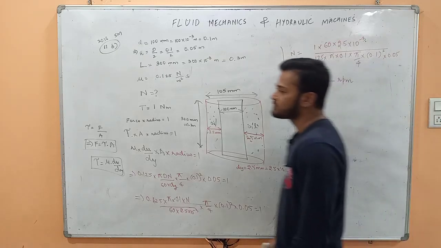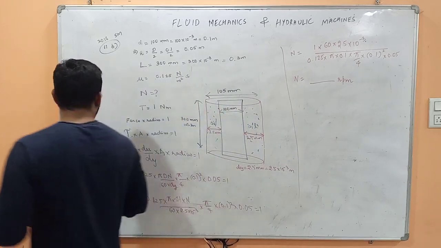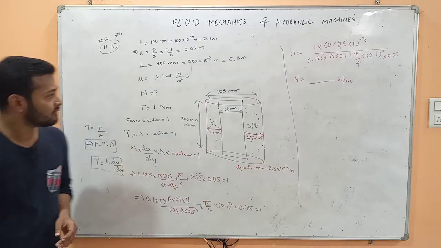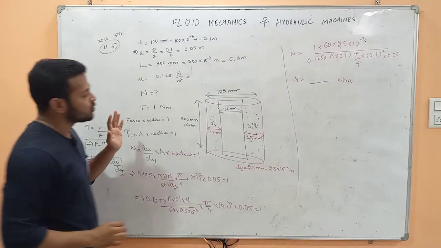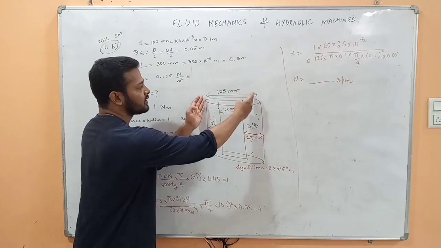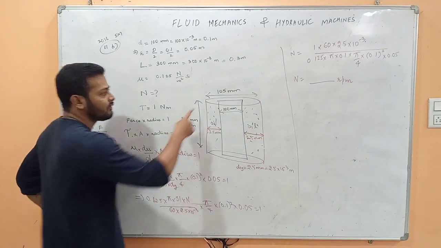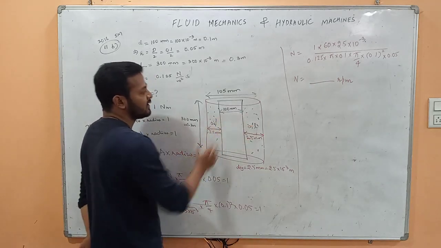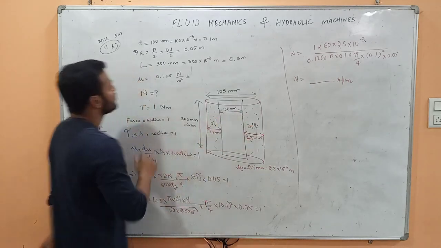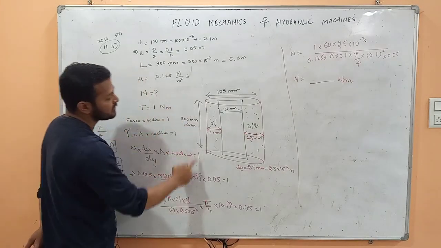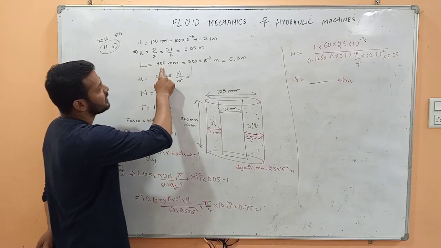So this question has been asked in 2016 for 5 marks. Okay, I will re-explain this solution once again. So there are two cylinders. One is inner cylinder and another is outer cylinder. The diameter of outer cylinder is 105 mm and the diameter of inner cylinder is 100 mm. So this inner cylinder is rotating at a speed of how much? You have to find out. The length of both the cylinders is given as 300 mm.